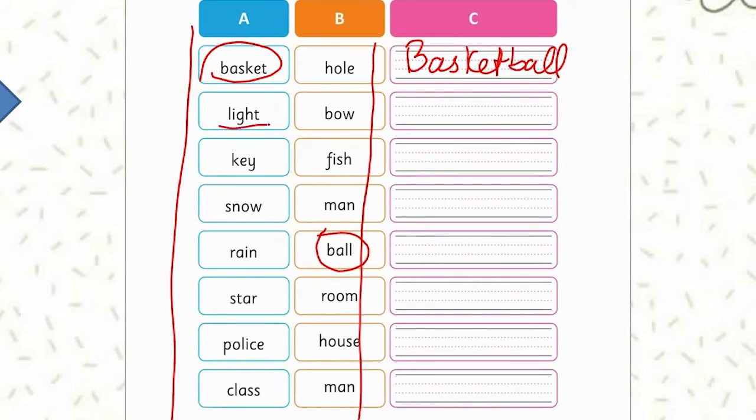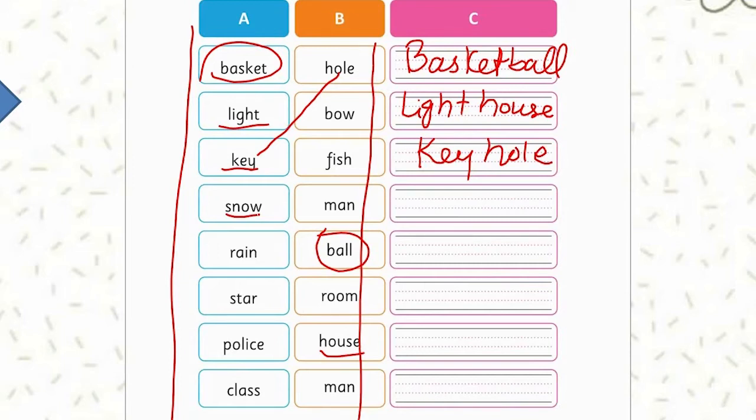And another word is light. Yes, lighthouse. Another one is key. Yes, it will be paired with hole. Key, hole. The snow. Yes, it's very easy. If you see the remaining option, the bow, the fish, the man, the room, the man here again. Yes, snowman.